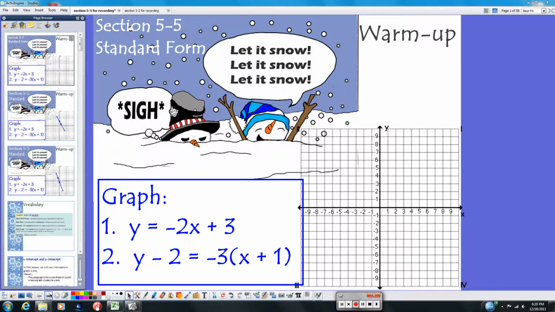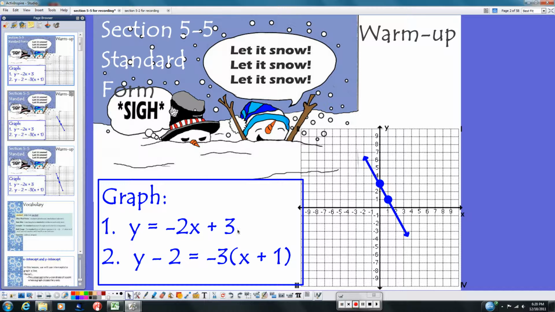So remember when we were graphing in slope-intercept form for number 1, we graph our y-intercept first, so we put a dot on 3. From 3, we move down 2 and over 1. So our line would look like this.